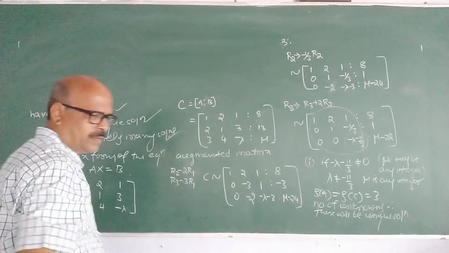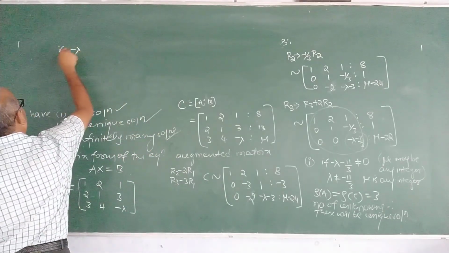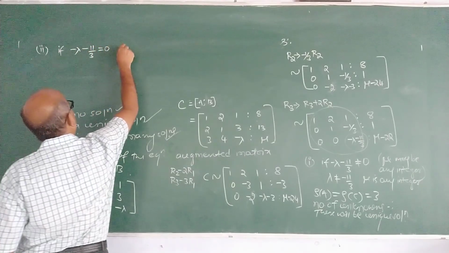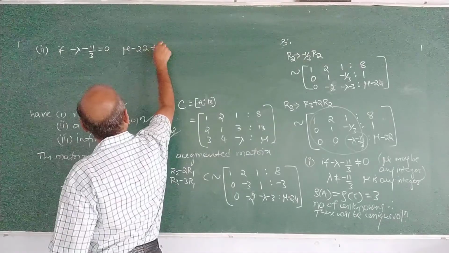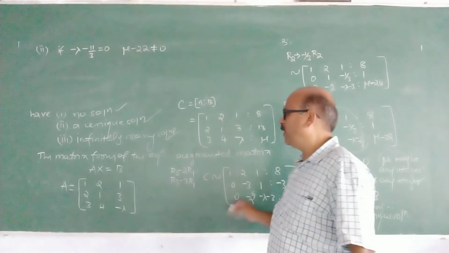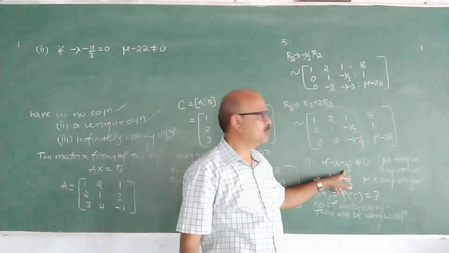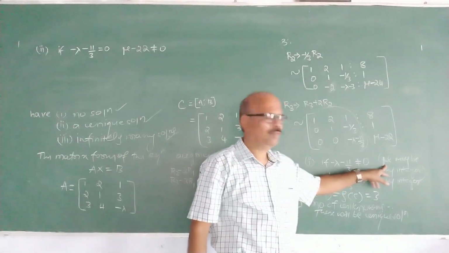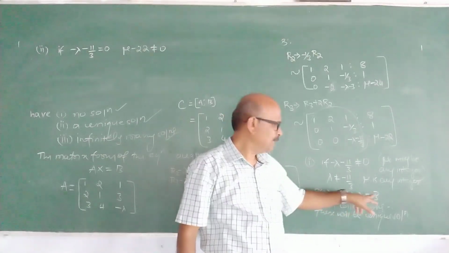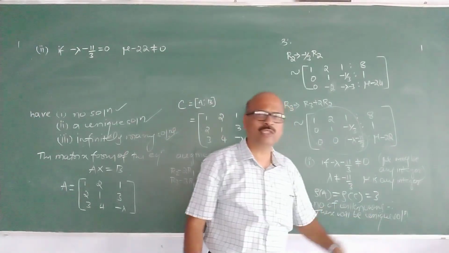Second is, the second case: if minus lambda minus 11 by 3 is equal to 0, and mu minus 22 is not equal to 0. So this case is important. I think the first case is clear. It has a unique solution when minus lambda minus 11 by 3 is not equal to 0 and mu may be any real number. Then what happens? The coefficient matrix and augmented matrix will have the same rank. Each is 3, that is important. 3 means the number of unknowns. Therefore, it has a unique solution.